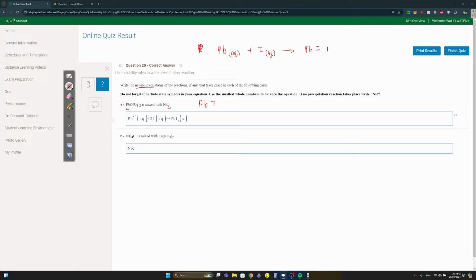Now we have to make some changes. Okay, this is a solid because it's a precipitate. Don't forget the state symbols. Let's see. First of all, let's put the charges. Let's start. Yeah, sorry. Pb, it's 2+. Well, how do you know it's 2+? Pb is 2+ because the charge of Pb would be the subscript of NO3, right? Crisscross, take it back up. It's 2+. Well, I, it's I minus.